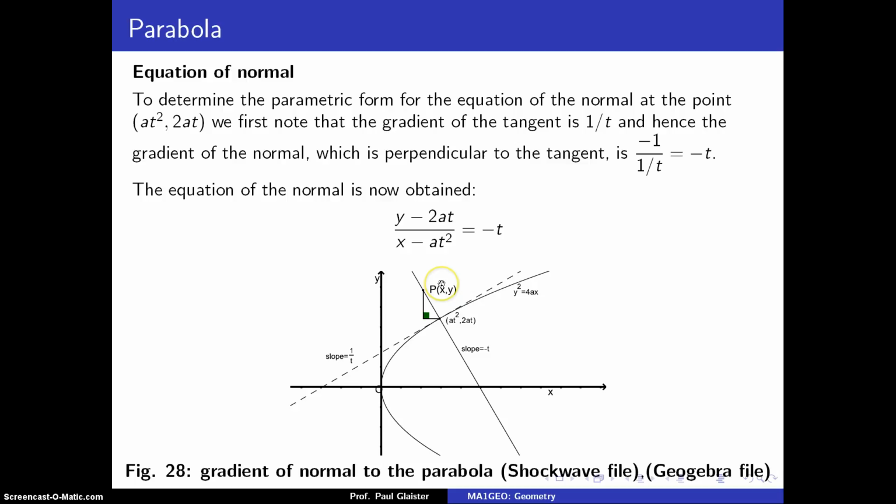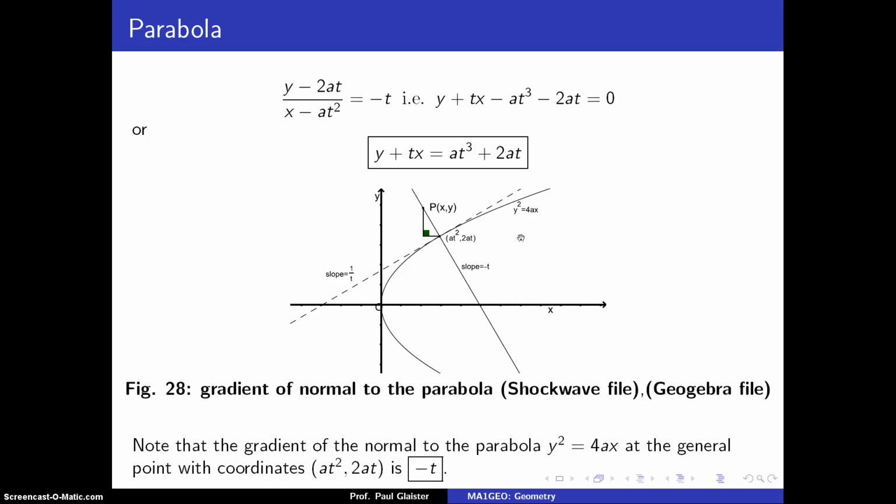So if we now take P as any point on the normal, again the gradient of the line segment from the tangency point to P is given by this ratio, and that's minus t. And so on rearrangement we obtain this expression here. Again, not something to remember, it's a little more complicated.